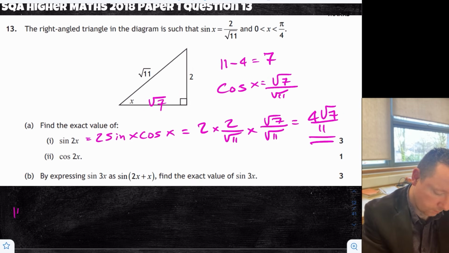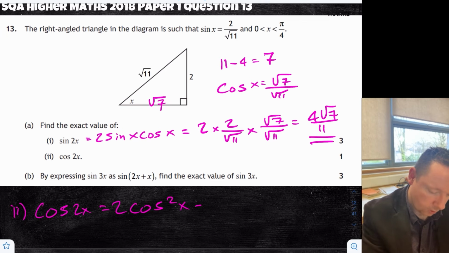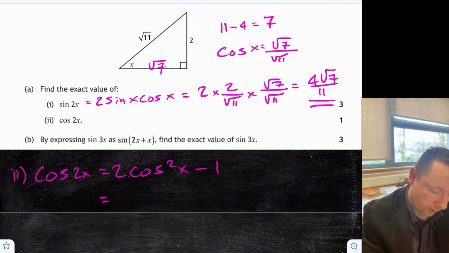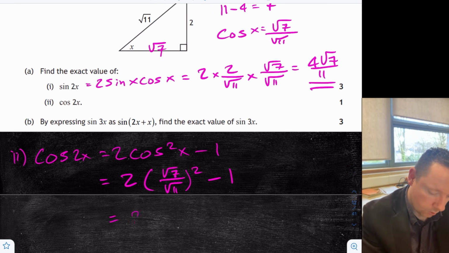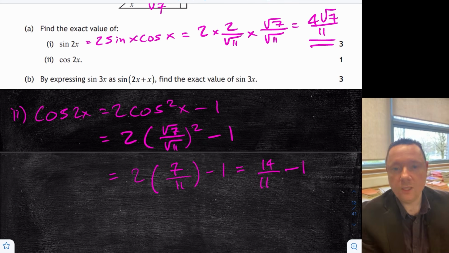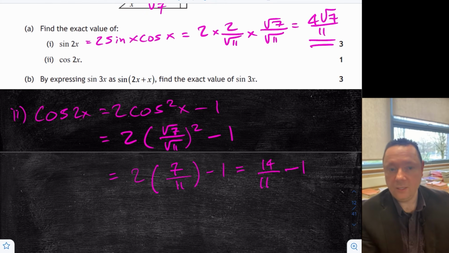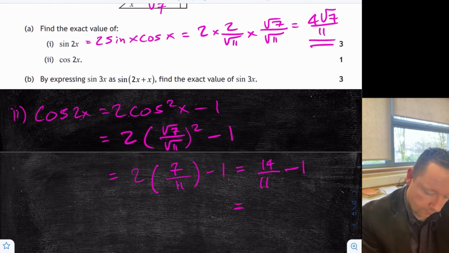So for part 2, cos 2x is 2 cos squared x minus 1 using the start of the formula sheet. So that's 2 times, well, cos x, remember, was root 7 over root 11. I'm going to square that and then take away 1. That's 2 times, root 7 squared is 7, root 11 squared is 11, minus 1. 2 sevens is 14 over 11, take away 1, so take away 11 basically is 3 11ths. So we get 3 over 11 as our answer for part 2.